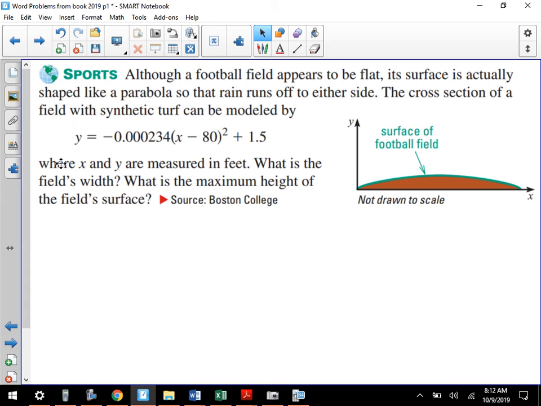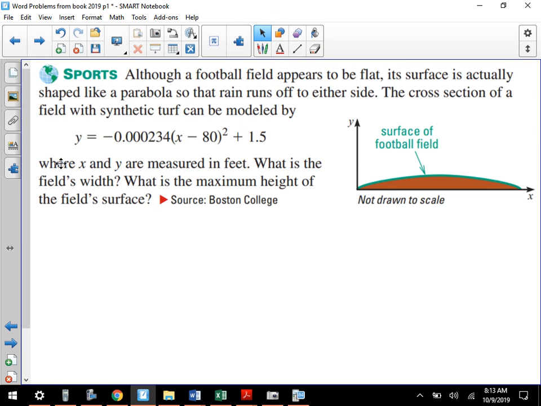When we read through this problem, it says a football field appears to be flat, but it's not. It's actually shaped like a parabola, so rainwater drains off either side. A cross-section of the field with synthetic turf can be modeled by the equation, where x and y are measured in feet. What's the field's width? What's the maximum height of the field's surface? Now, when you're looking at this form, what form is that? It's vertex form, isn't it?